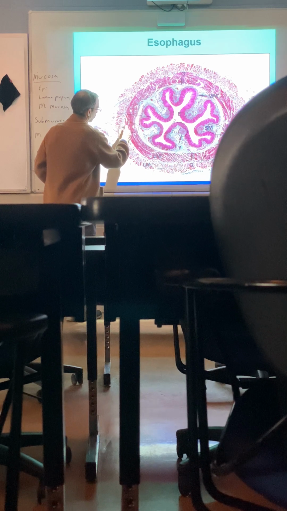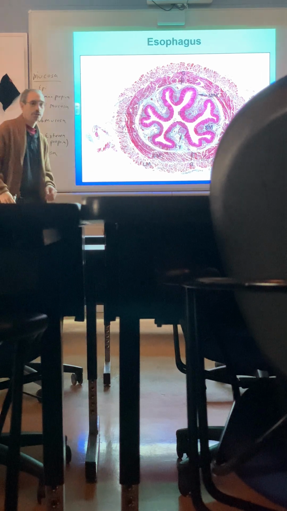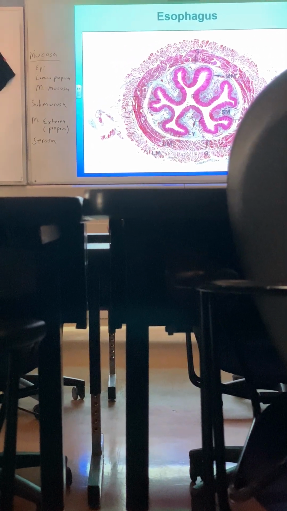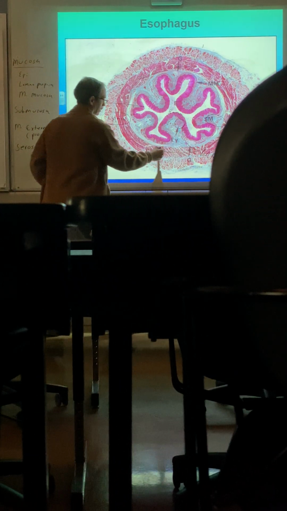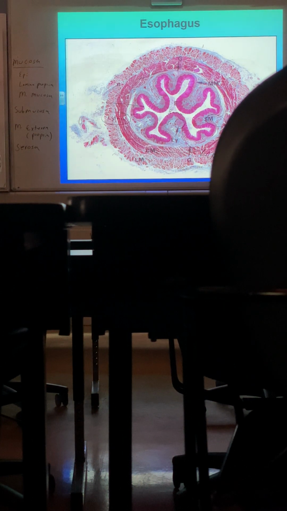Outside of that, we have the muscularis externa. It's also known as the propria. The muscularis externa consists of 2 muscle layers. There is an inner circular layer, in which the fibers are oriented like this. And then there's an outer longitudinal layer. These 2 layers structurally reinforce each other. And of course out here we have the serosa, which is the outer protective layer.